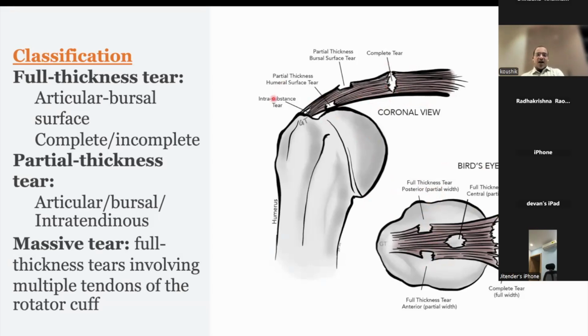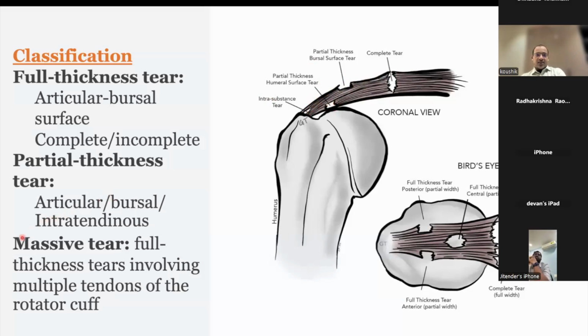Then comes the partial thickness tear. What are the different types of partial thickness tears? Usually we describe whether it is on the bursal surface. If you see the supraspinatus tendon, this is the bursal surface of the supraspinatus and there is a partial thickness tear. Similarly, if it is a partial thickness tear seen on the articular surface, it is an articular surface tear. And if it is in between, that is an interstitial tear.